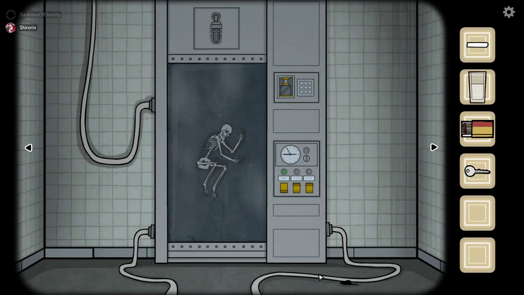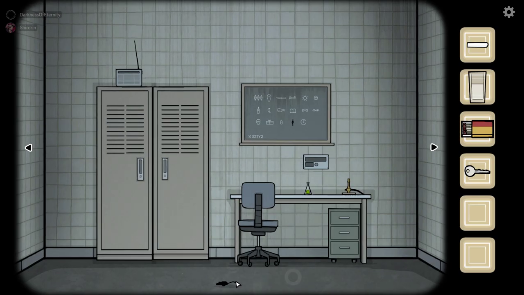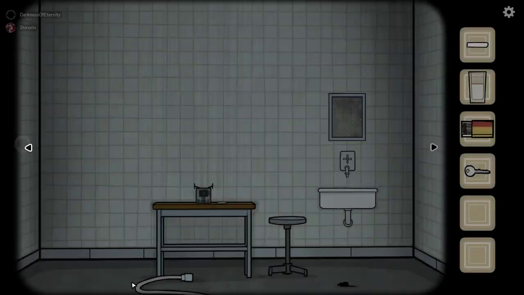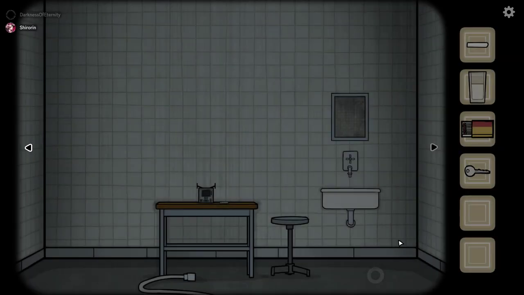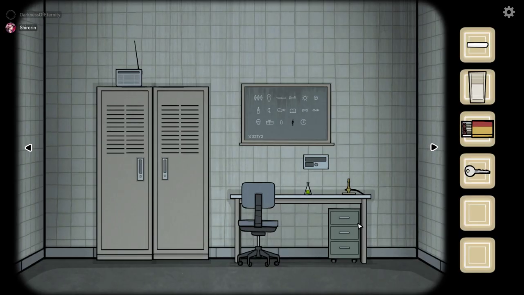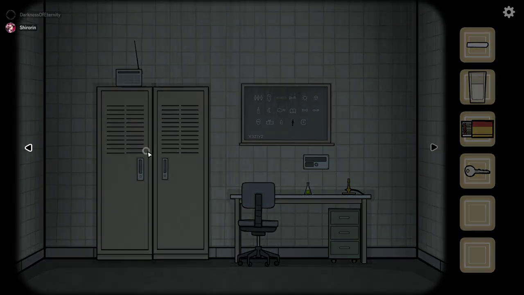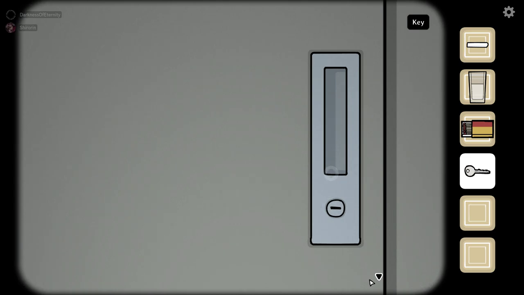Where is it going? I'm bothering this mouse. Yes. Oh, the key for the closet, right? Okay, it's not this one.